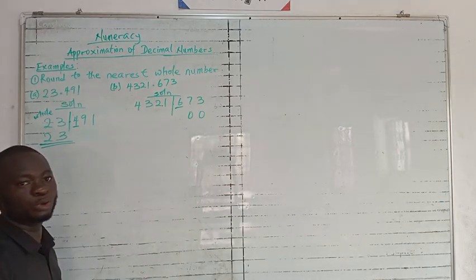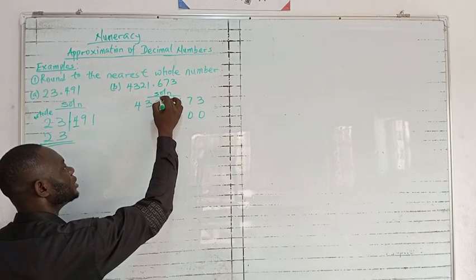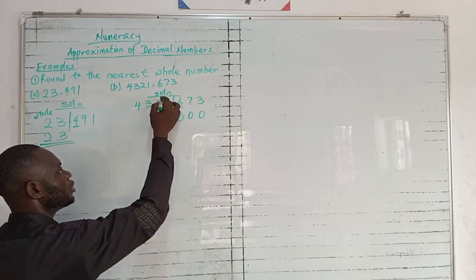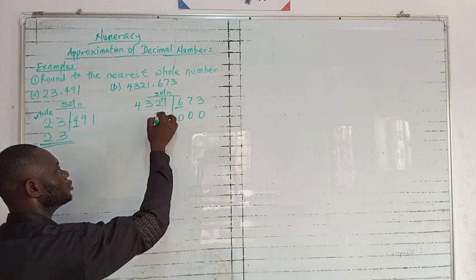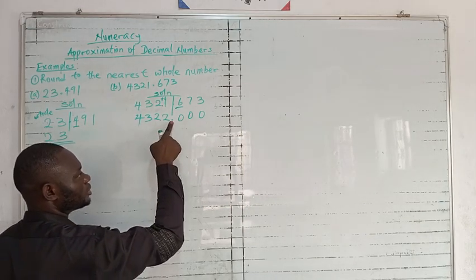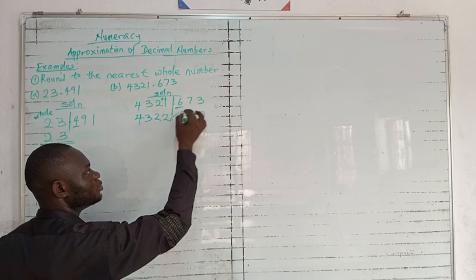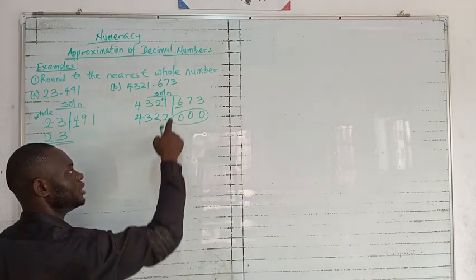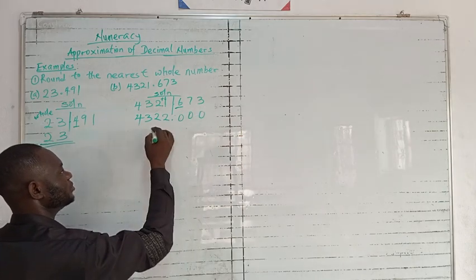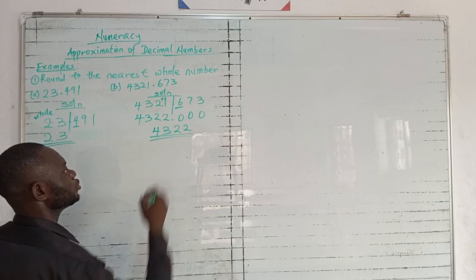6 is in what group? Group A, Group B. Group B. Therefore, we add 1 here, and here becomes 0. Bring down your decimal point. 1 plus 1, 2. 2, 3, 4 remains the same. Since this is 0.000, this part is what now? Insignificant. They are not significant, meaning that our answer is simply 4,322.